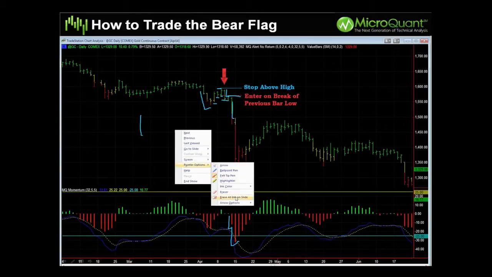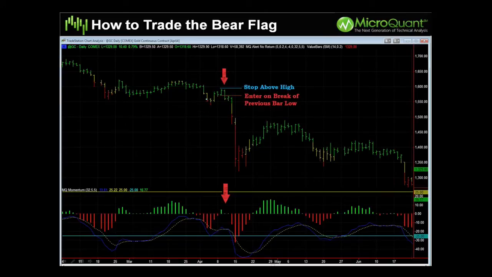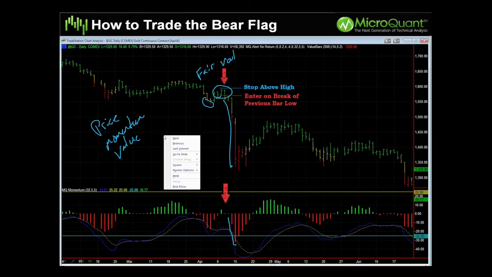Just to reiterate, significant down move, significantly undervalued, followed by a bounce back into fair value, followed by a break of the previous bar's low, and then a significant strong surge of momentum to the downside in the direction of your golf club or bear flag. Make sense? So again, you're looking at price, momentum, and value, because this is what's going to help you find these high quality, high probability trades.